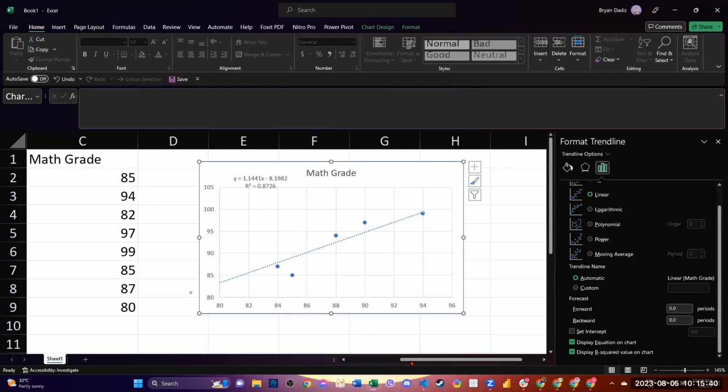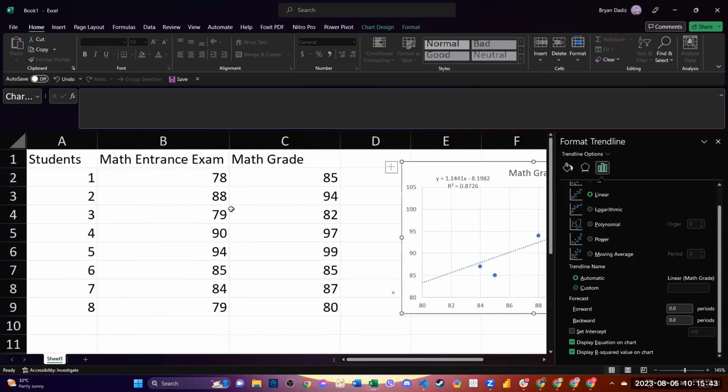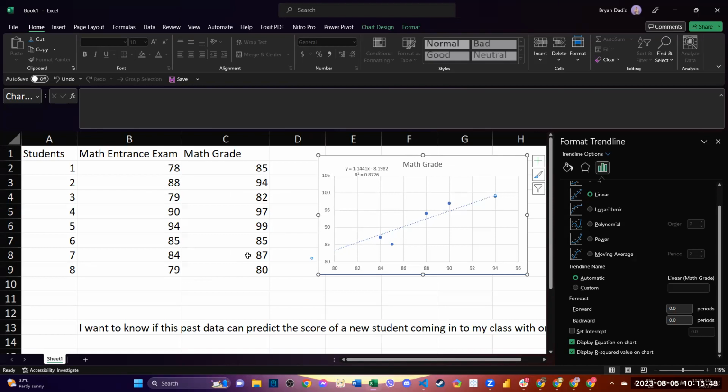So what is the meaning of that? If I'm going to use this past data to predict the grades of my incoming students, I could say that my estimation or prediction has a confidence of 87% or 0.8726 or 87.26%. So with a marginal error of 13 or 12%.